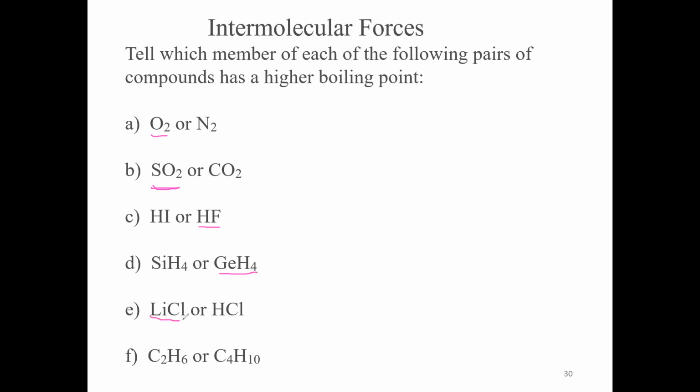And then with E, lithium is going to be larger than hydrogen. But also in the case of lithium chloride, now we've got an ionic substance. So we've got the ion-ion interaction going to be much greater than the dipole-dipole interaction we see with HCl. So that's why lithium chloride is going to have a much higher boiling point. And then with the final one, these are both just going to be organic molecules. So ethane versus butane. And with butane, we've got a couple extra carbons, a couple extra hydrogens. So we're going to see a larger boiling point there just because of the increased dispersion force.